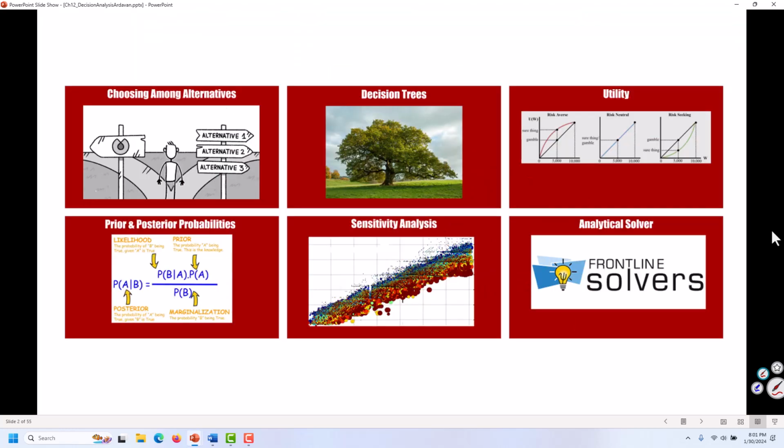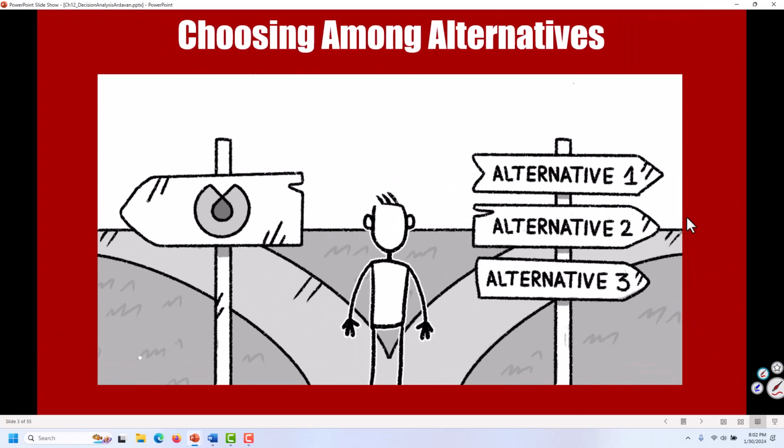We'll talk about choosing among alternatives, decision trees, transforming monetary values into utilities, prior and posterior probabilities, sensitivity analysis, and software like Silver Decisions and Analytical Solver to solve tree computations more easily and be able to solve larger problems. Choosing among alternatives.